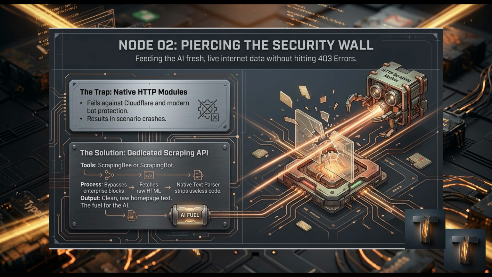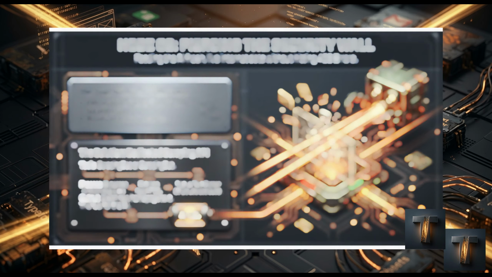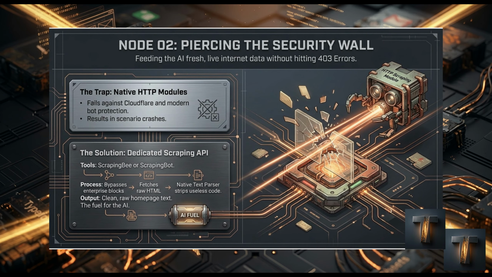The brutal truth warning: many modern websites use Cloudflare or advanced bot protection. If your Make.com HTTP module hits a security wall, it will throw a 403 error and kill your scenario. If you want this to be bulletproof for enterprise scaling, don't use the native HTTP module. Spend a few bucks on a dedicated scraping API tool like ScrapingBee or ScrapingBot and route your request through them. It will bypass the blocks every single time.